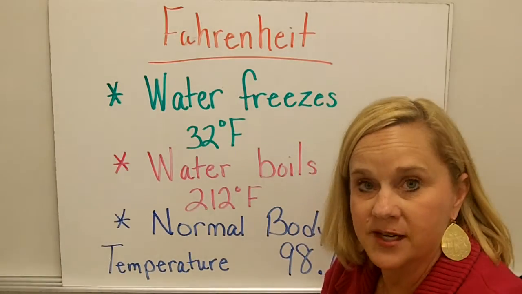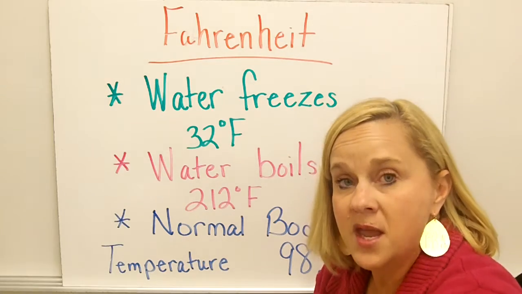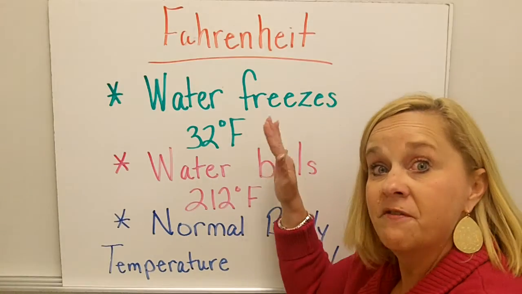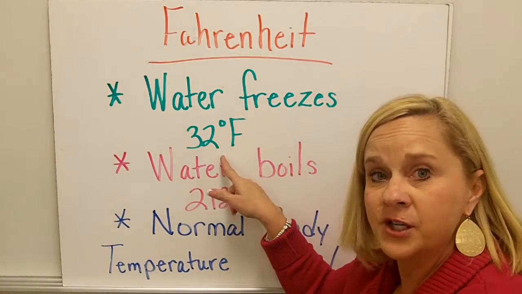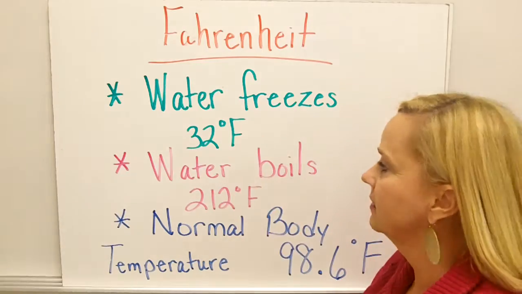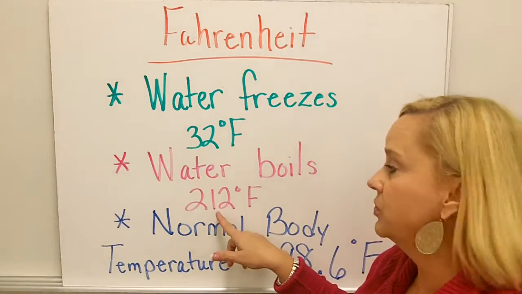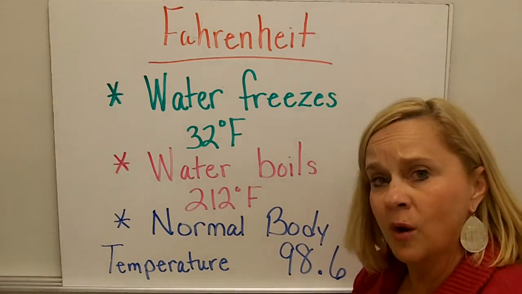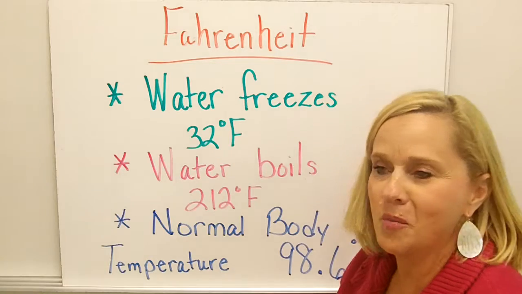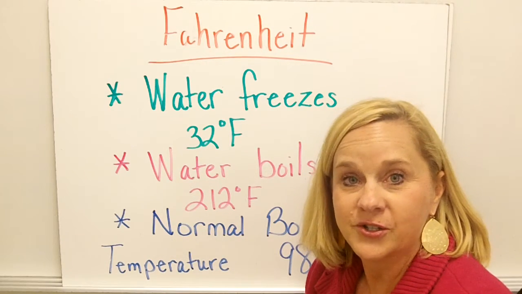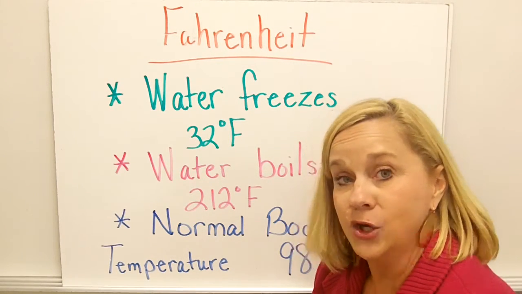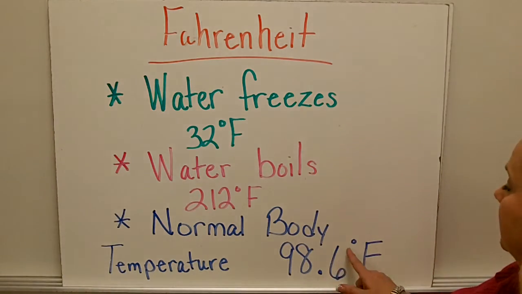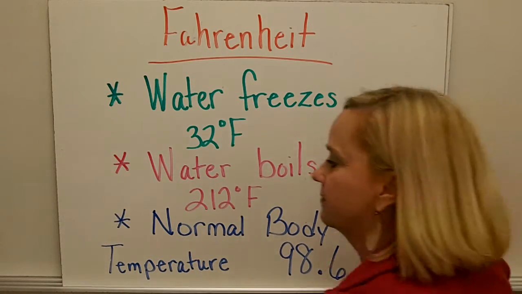Let's talk about Fahrenheit degrees, and these are important degrees that you're going to need to know as we study this unit. Water freezes in Fahrenheit degrees at 32 degrees Fahrenheit. Water boils at a temperature of 212 degrees Fahrenheit. And your normal body temperature, if you're sick at home or you're sick at school and the nurse or your mom takes your temperature, a normal body temperature is 98.6 degrees Fahrenheit.